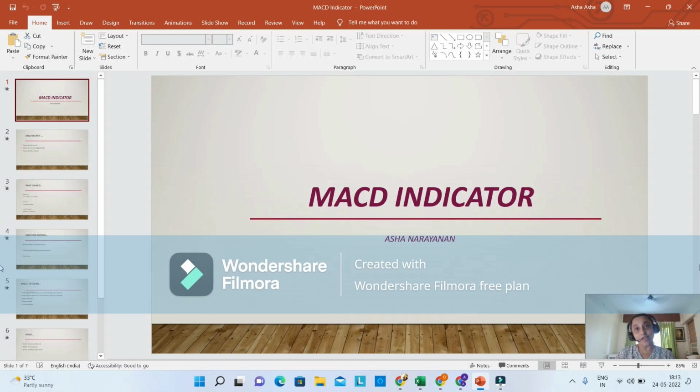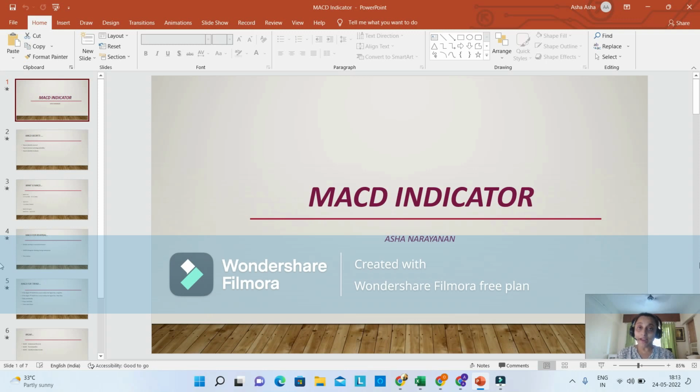So we are starting up with this educational series where we will cover indicators which we think are quite important and which we think are not understood clearly by most people who are trading. So as an initiative to educate people on indicators, our first series today is on MACD.